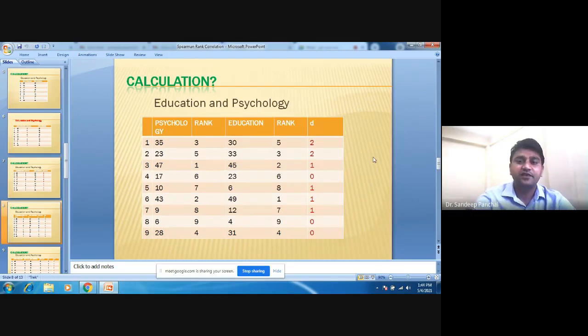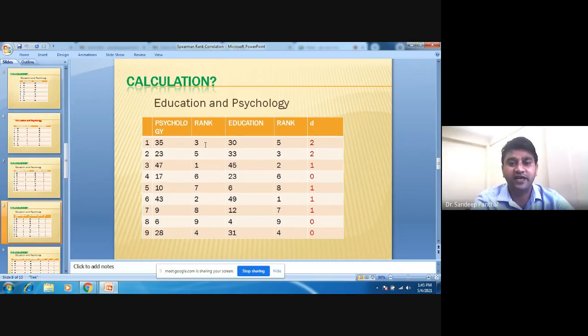Next, we will find out the D. How can we calculate the D? D means the difference between ranks. D indicates the difference between the ranks which we have observed among the ranks. Okay, how can we calculate the D, or difference?